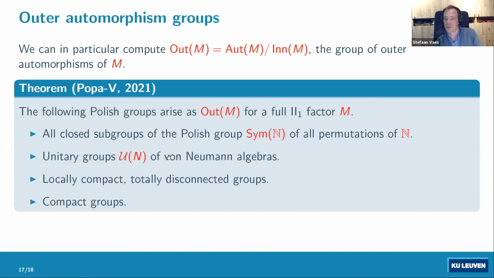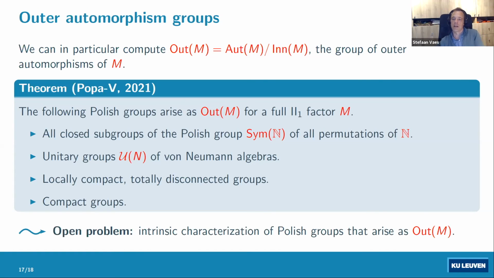Even unitary groups of von Neumann algebras can arise as outer automorphism groups, which sounds like a bit of a weird statement. But again, there is this difficult open problem to intrinsically characterize which Polish groups, which topological groups, can arise as symmetries of full II_1 factors. And this is, of course, as a problem, strictly harder than saying which fundamental groups, which subgroups of the positive real line, can arise as fundamental group, but at least as interesting. Yeah? That is the main thing I wanted to tell you. So thank you very much.